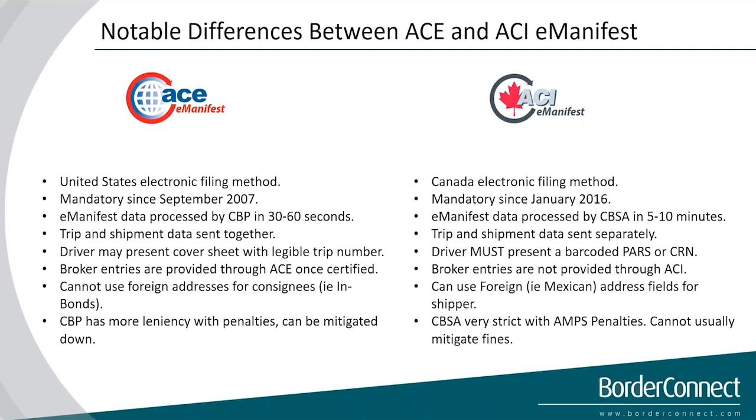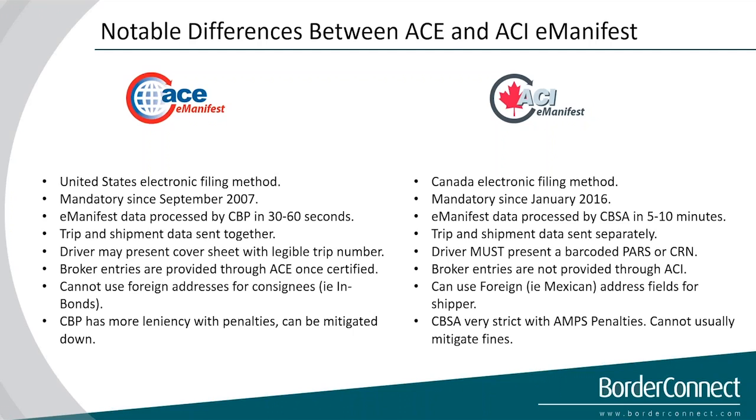With ACE, the driver may present a cover sheet with a legible trip number. It can be handwritten. It doesn't need to be a barcode. With ACI, however, the driver must present a barcoded PARS or conveyance reference number. With ACE, broker entries are synchronized in ACE, so there's no additional registrations that need to be done with ACE. ACE was designed to include entry numbers from brokers' entries.